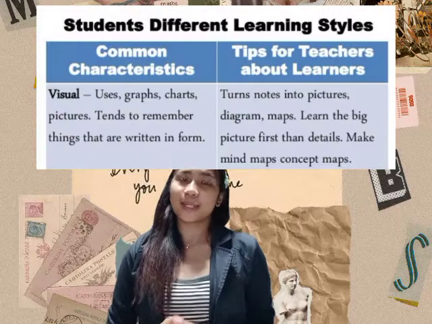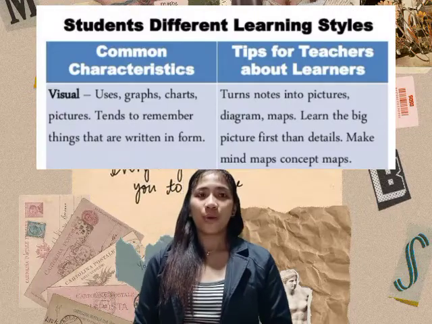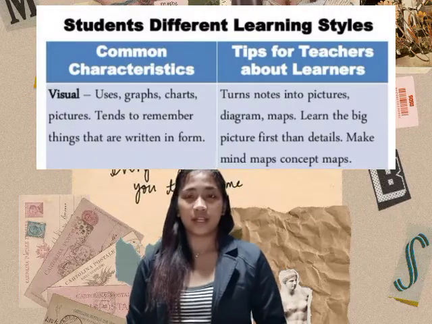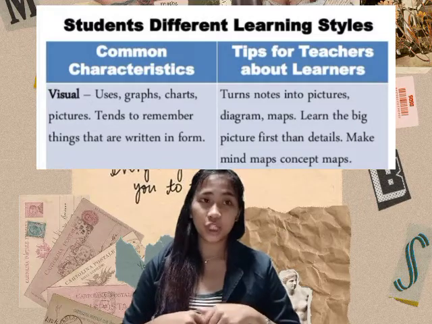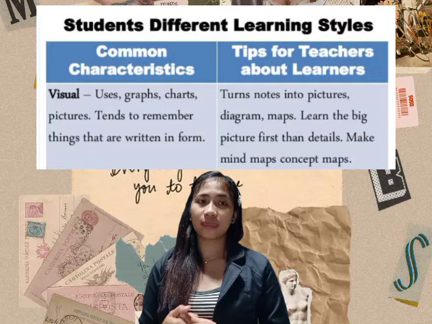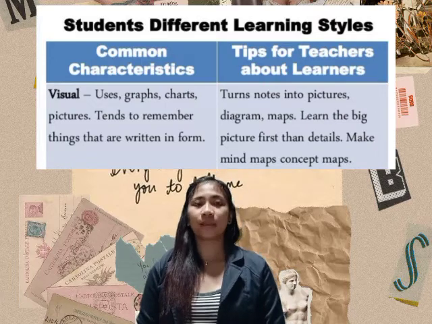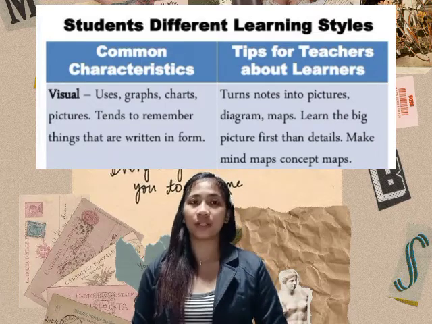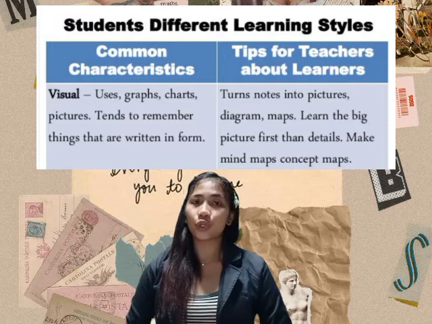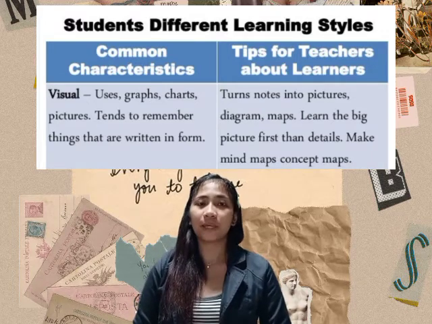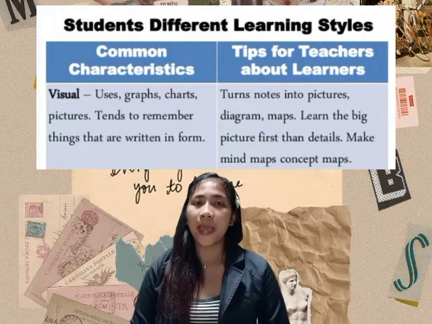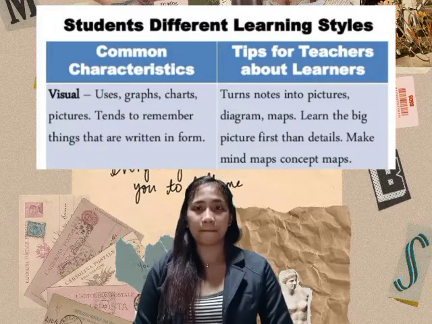First characteristic is the visual. When we say visual, the learner prefers graphs, charts, pictures, and tends to remember things that are in written form. Tips for teachers about this learner: turn notes into pictures, diagrams, maps. Learn the big picture first before details. Make mind maps and concept maps.